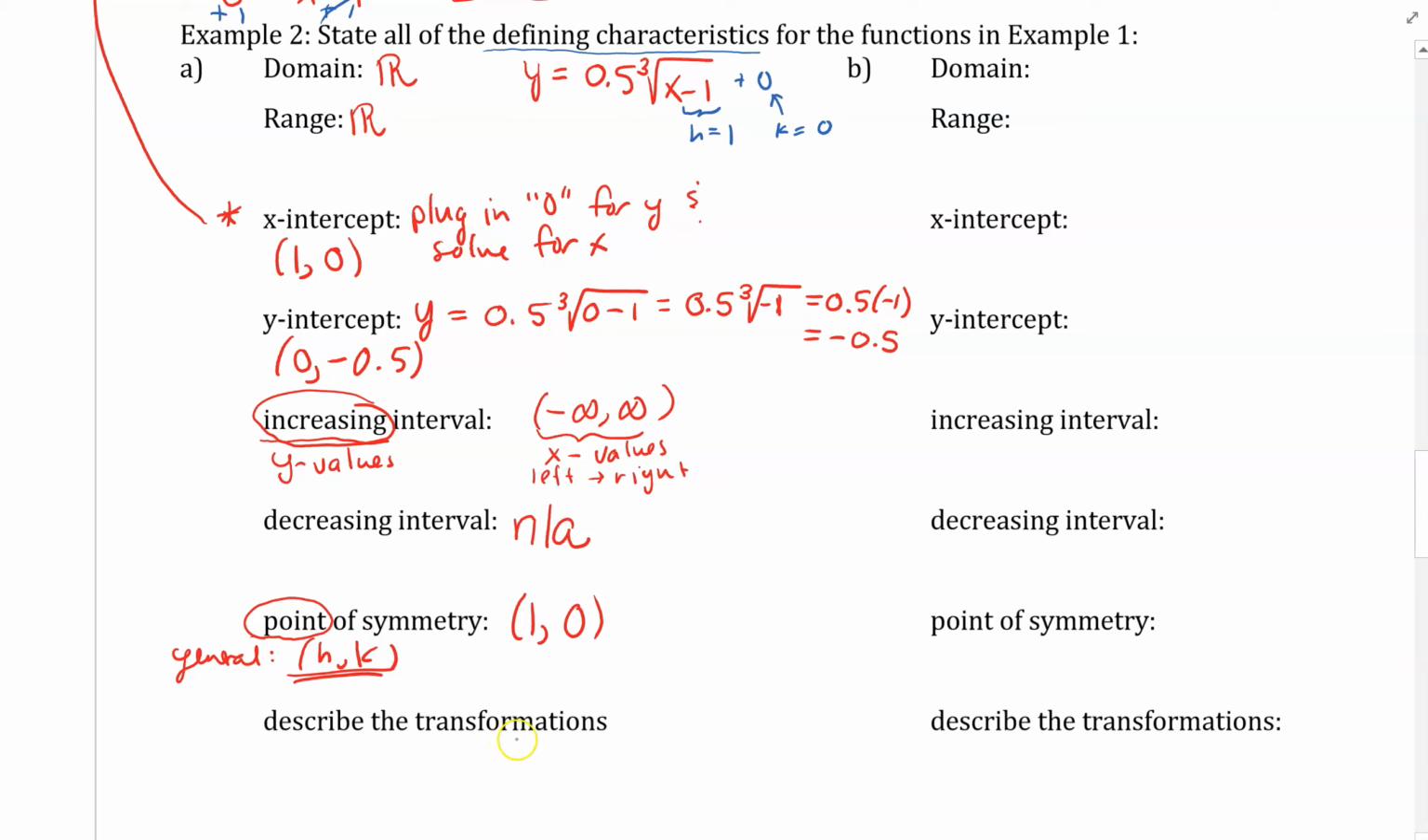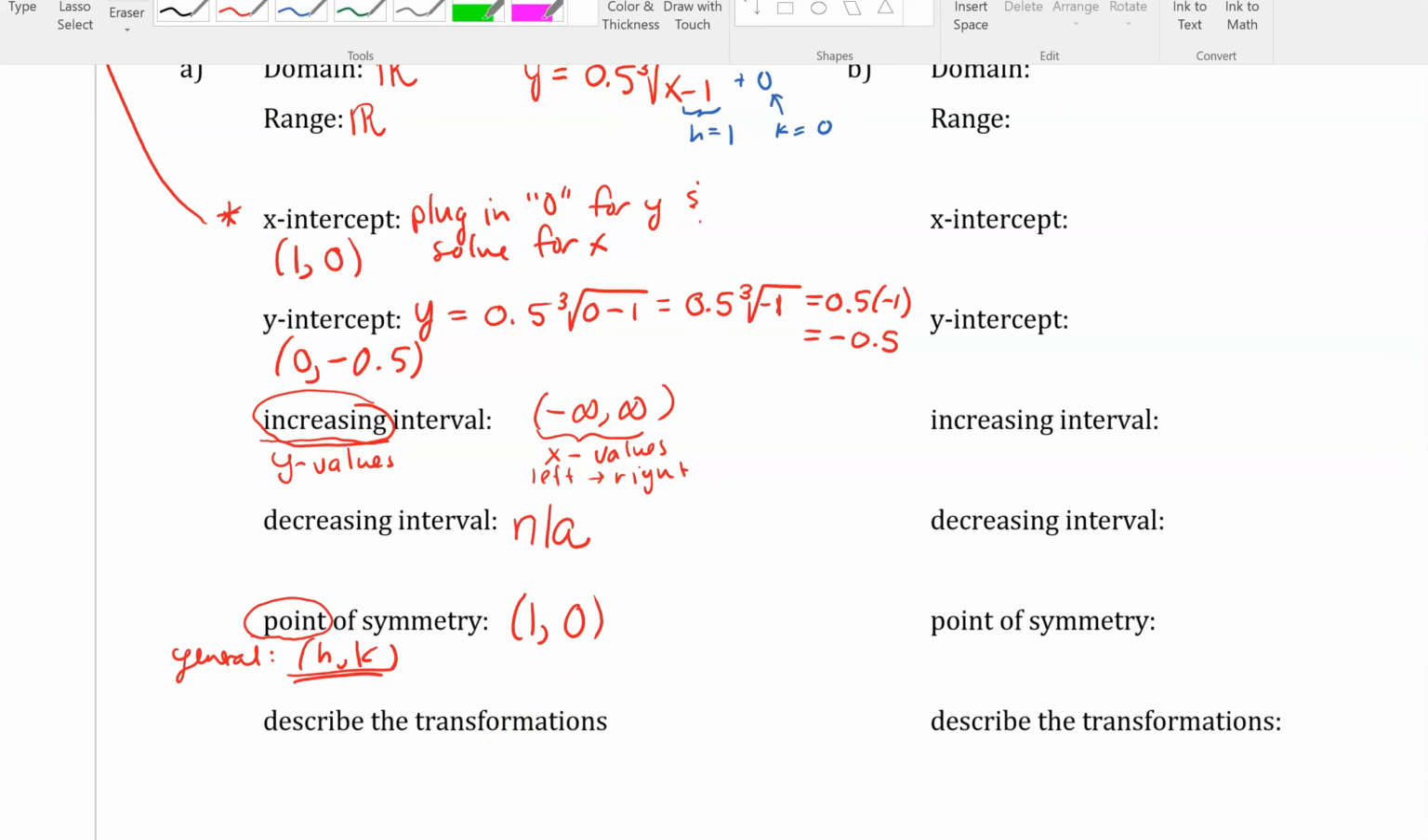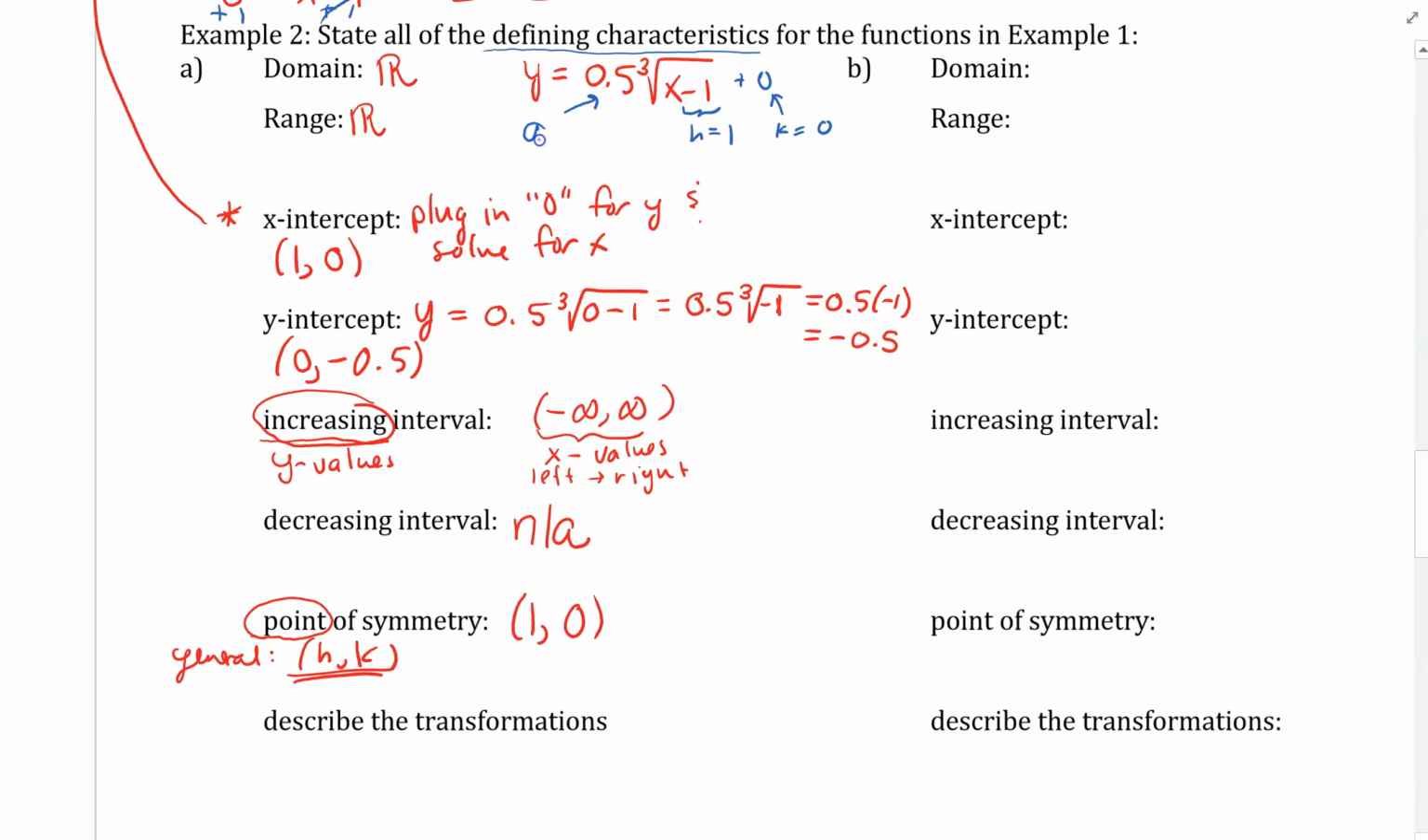Lastly, we'll go ahead and describe the transformations of this equation you see here. And let me also point out that the a value is 0.5. The a value is 0.5 because that's the number being multiplied to the cube root. The h value is 1 because that was the number being subtracted from x under the radical. And there was nothing being added outside of the radical, which meant k was 0.